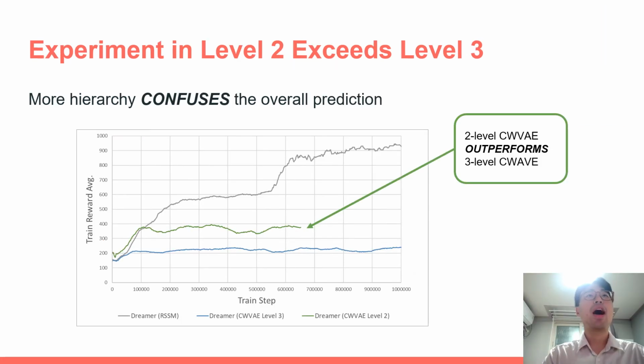To prove that our hierarchical structure confuses the training for the latent space prediction, we reduce the level from 3 to 2 and compare their performance. As the plot shows, our model with the level 2 hierarchy shows better results compared to the level 3 hierarchy. This shows that adding more hierarchy to our model confuses the latent space prediction even more.